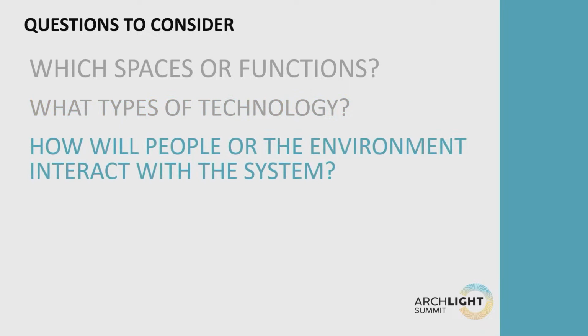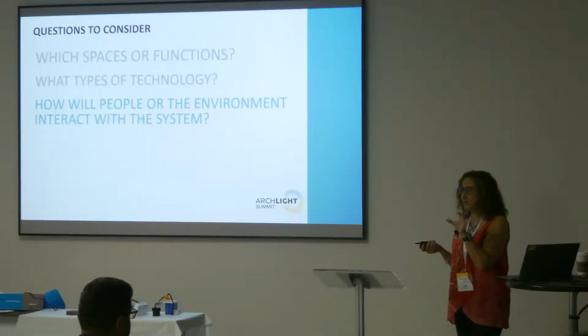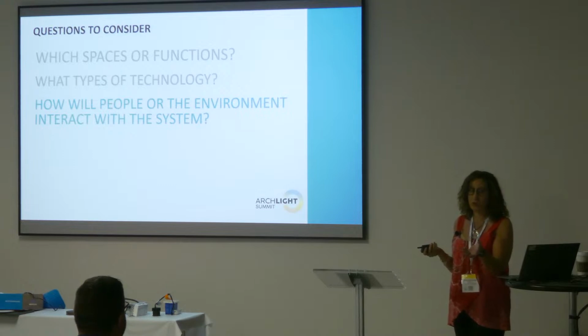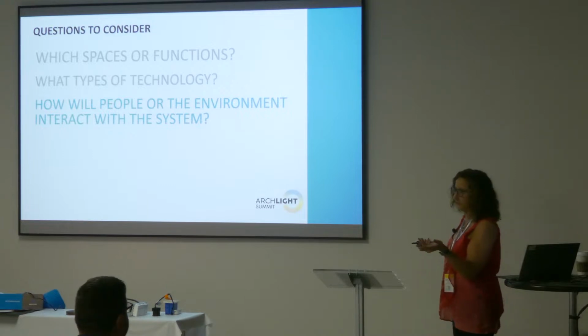How will people or the environment interact with the system, right? Are there daylight sensors? Are there switches on the wall? Are there apps on people's phones? I recently did an office project where I believe the end result is that in the touchdown rooms, people are going to scan a QR code and control the lighting from their phone. Super cool, but you have to know that in advance, otherwise it doesn't happen.